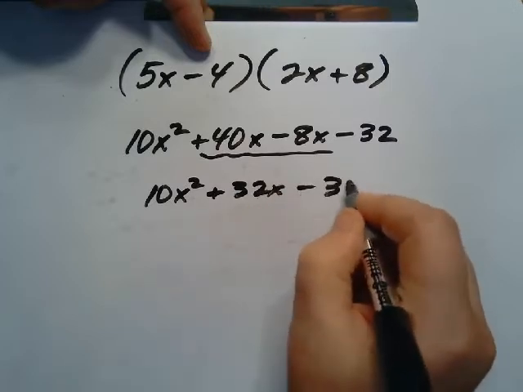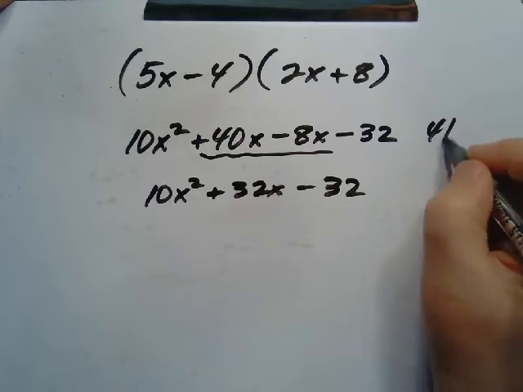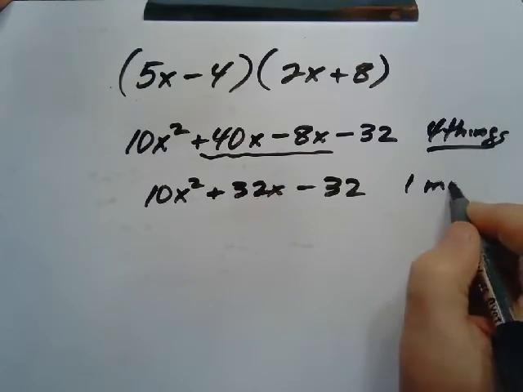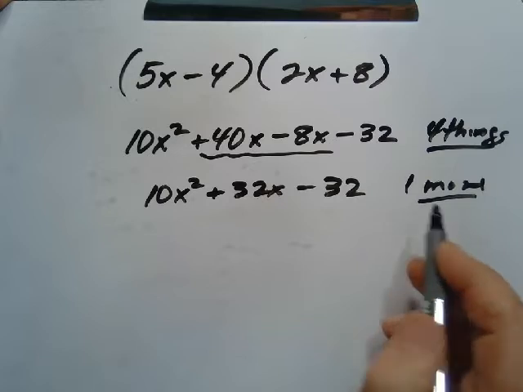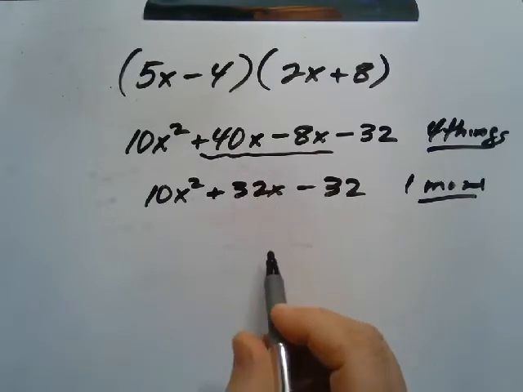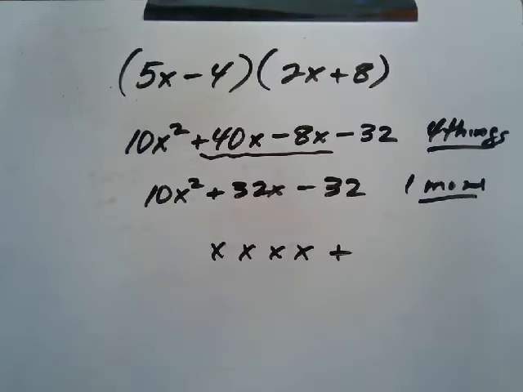Okay? That's the method. 4 things to do. You got to do 4 things here. And then the last thing, one more thing to do, and that is to add these together. Multiply, multiply, multiply, multiply, then add. Again, multiply, multiply, multiply, multiply, then add. It's always done that way in FOILing.